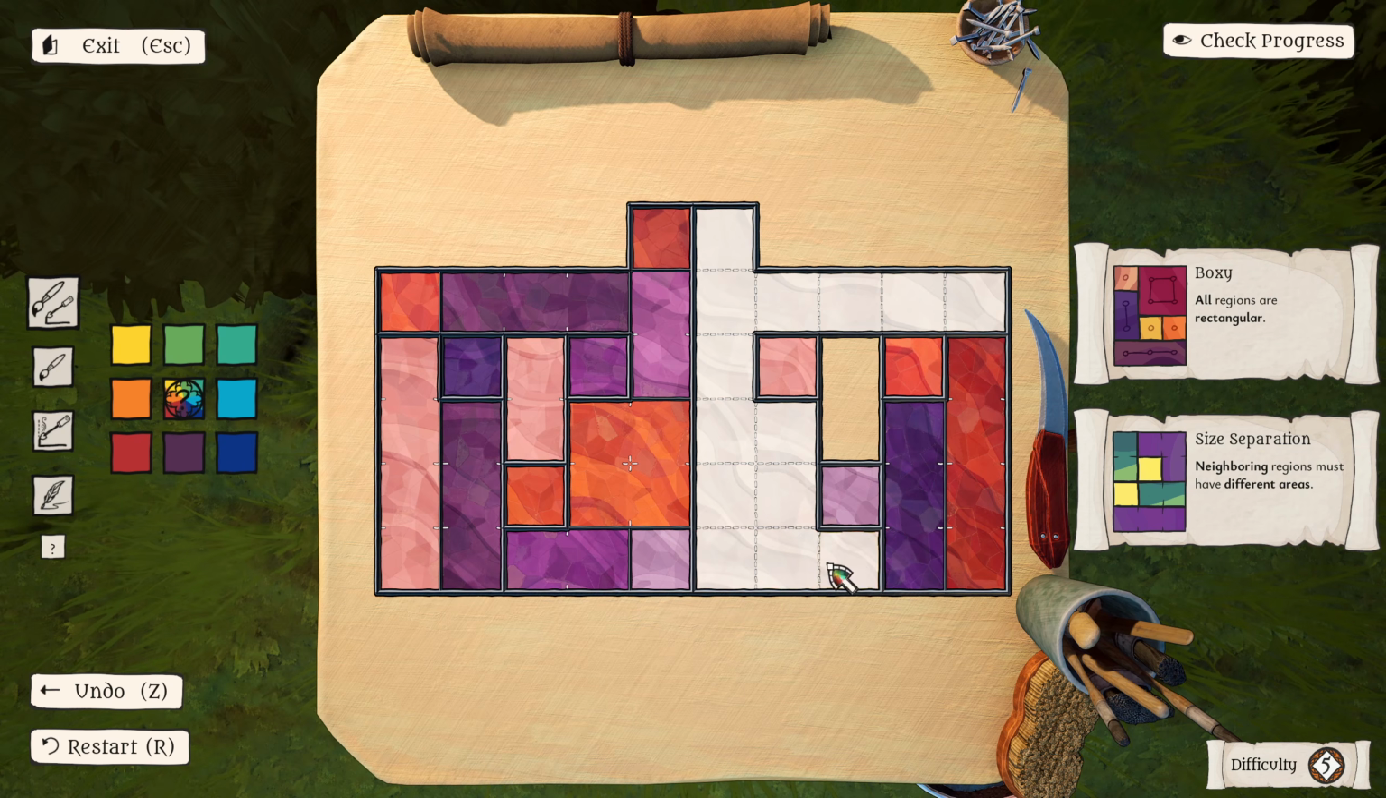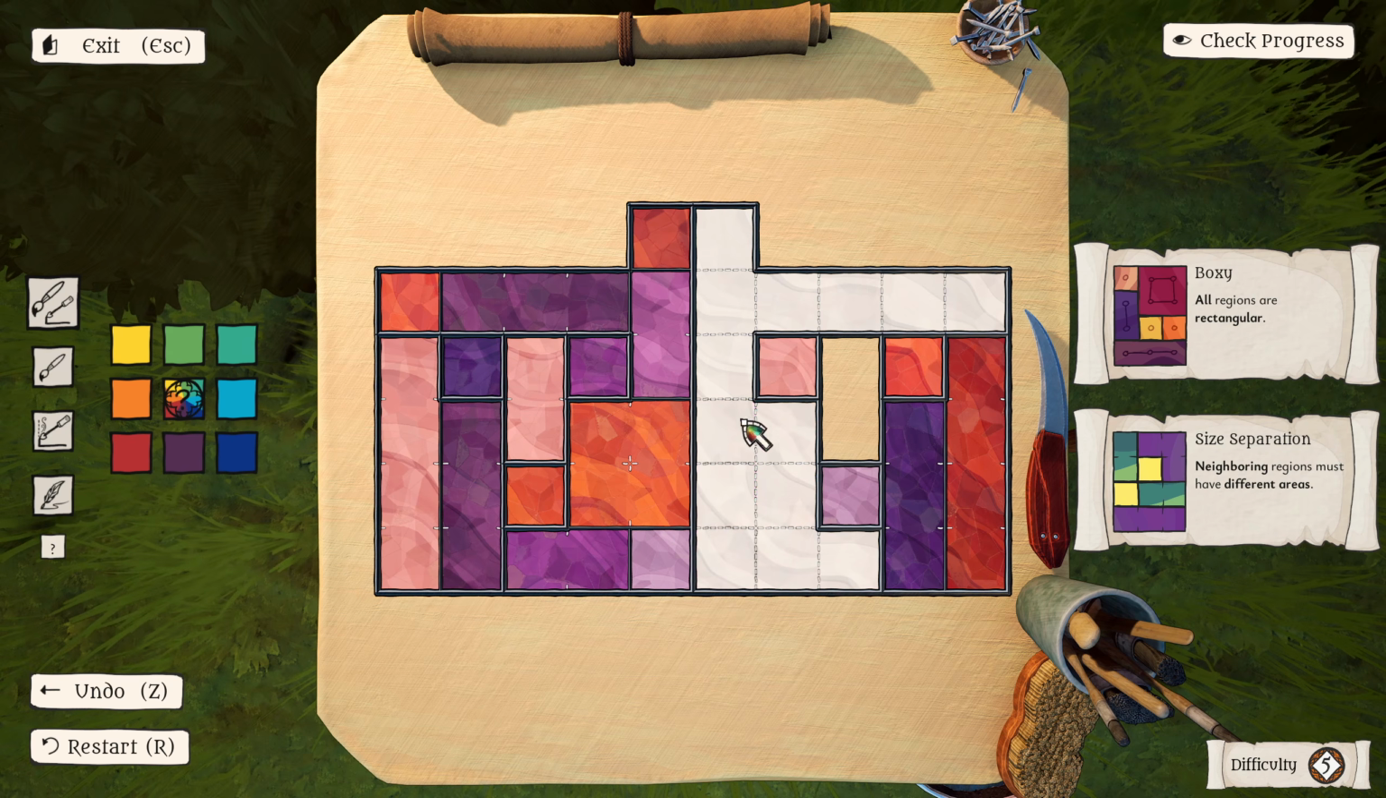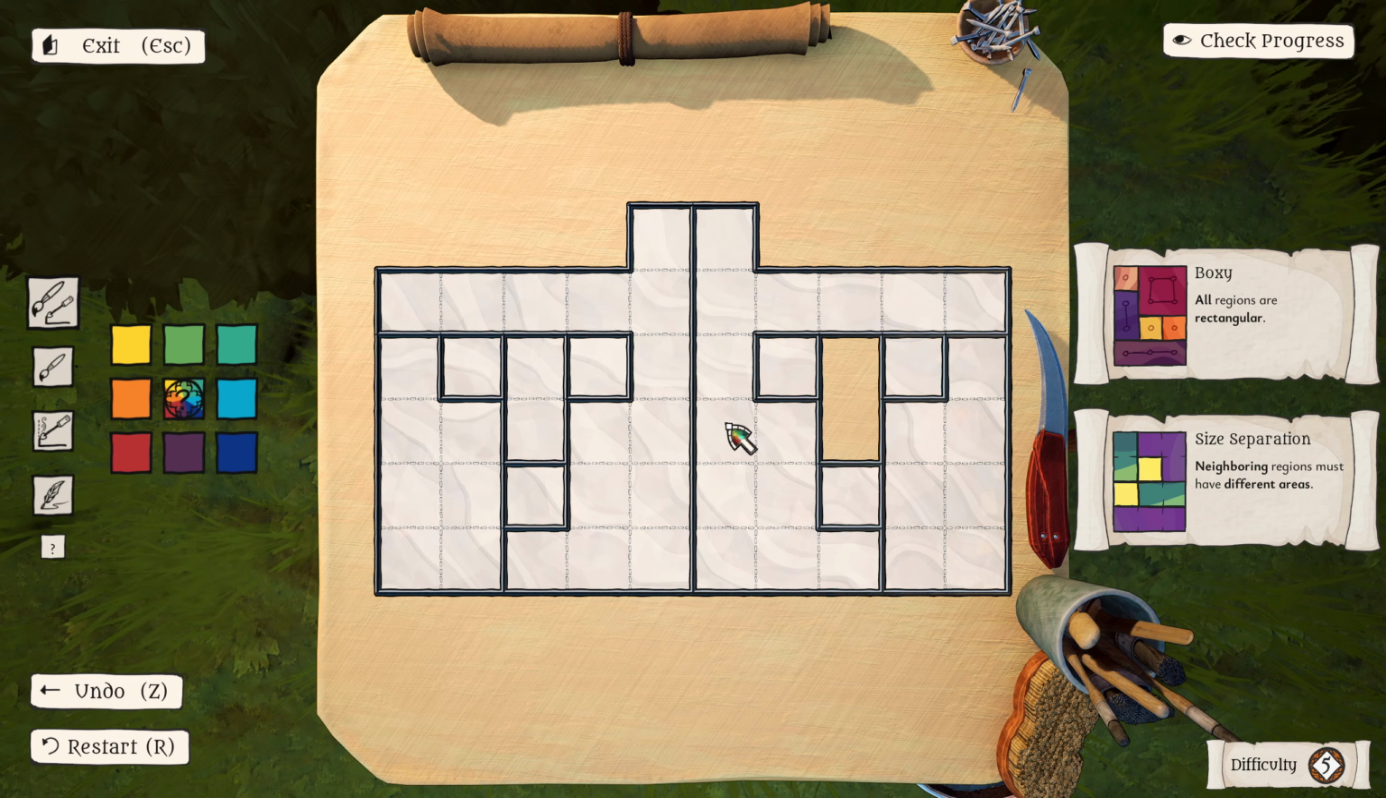This cannot be this 3. It cannot be this 1. It must be this 2. This can't be a 1 or a 2. Has to be at least a 3. Locks this in again. I'm so miffed.